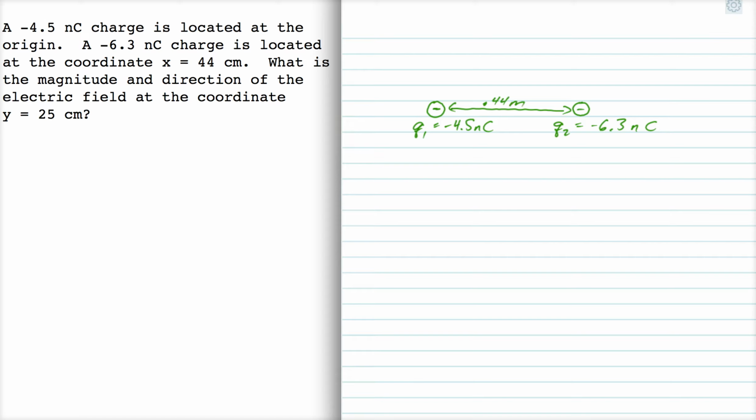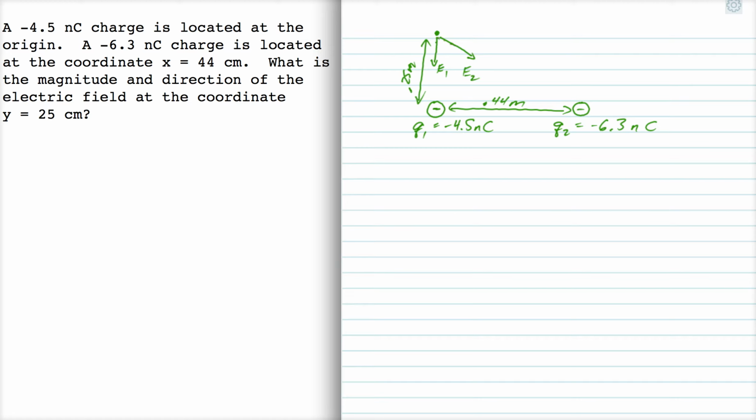And these guys are 44 centimeters apart. And we want to know the electric field up here at this point, which is 25 centimeters away from the origin. Okay, so let's see. The electric field due to charge Q1 is going to point down like that, because it's attractive toward Q1, and then the electric field due to charge Q2 is going to point over toward Q2 like that.